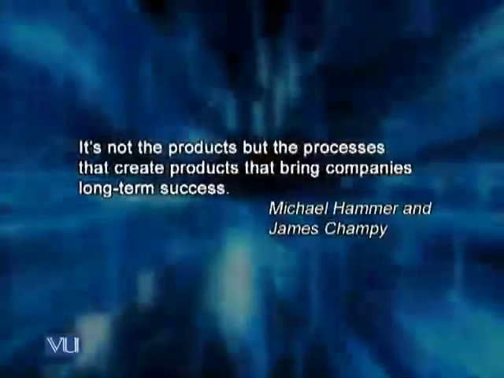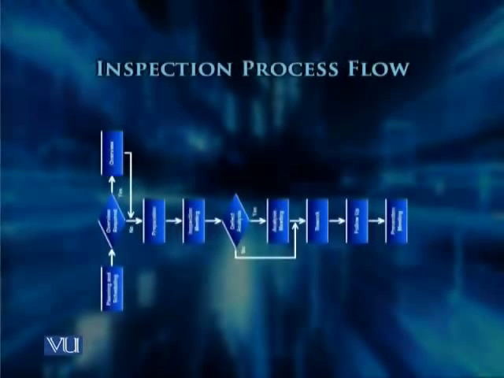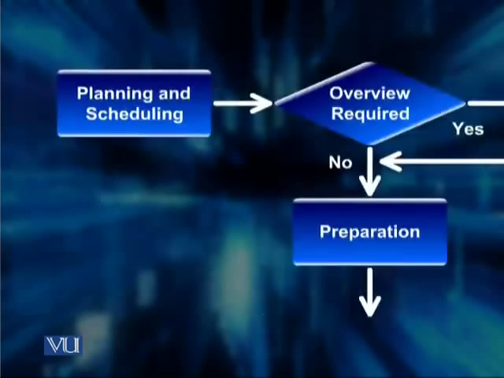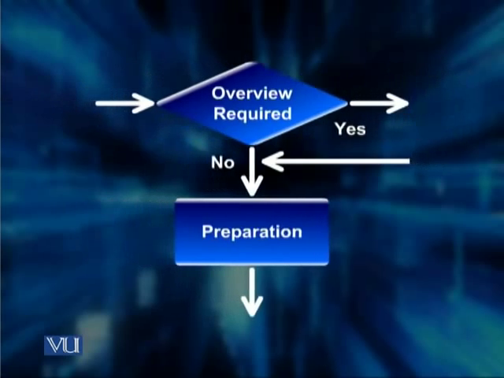This is a very good observation, a very fundamental observation if you look at the success of the software companies and success of other companies also. Here you can see the inspection process flow. It starts with planning and scheduling, followed by the question: is an overview required? If it is not required, then we move to the preparation. If an overview is required, we perform the overview and then go into the preparation activity.